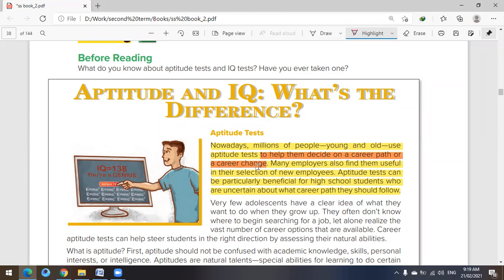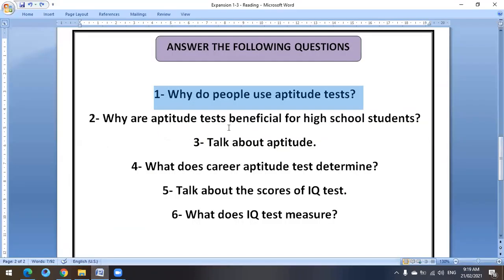Very simple and very clear. So this is the answer: to help them decide on a career path or a career change. Of course, this is the right answer. Now, let's move to the second question with us today.